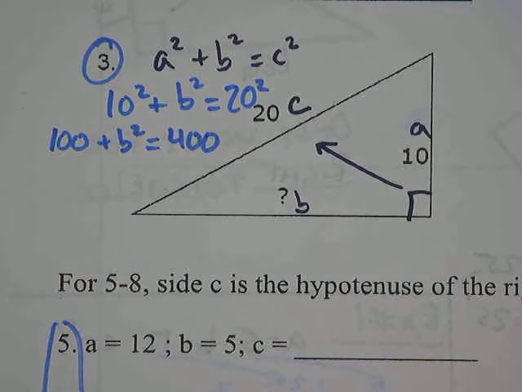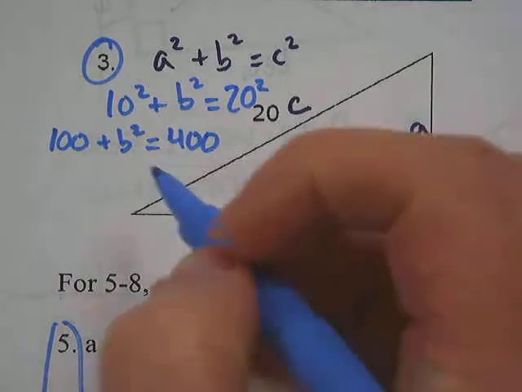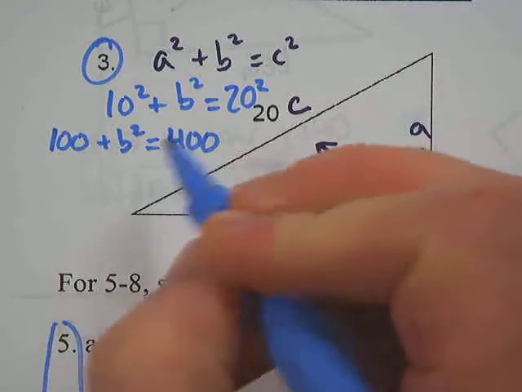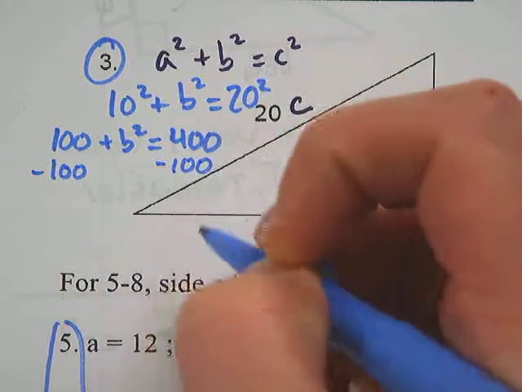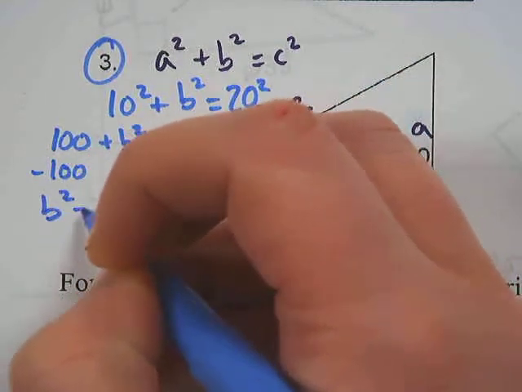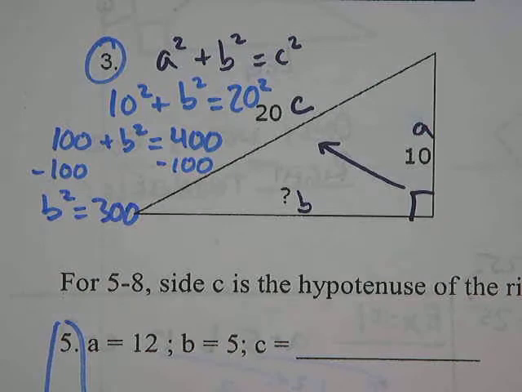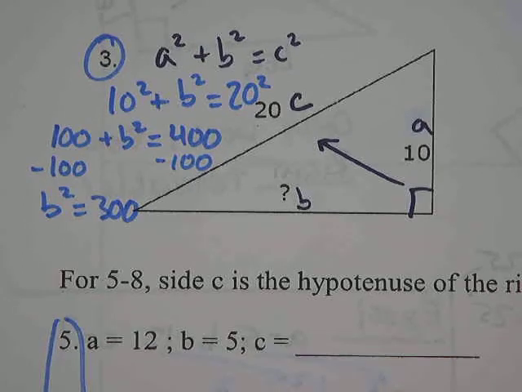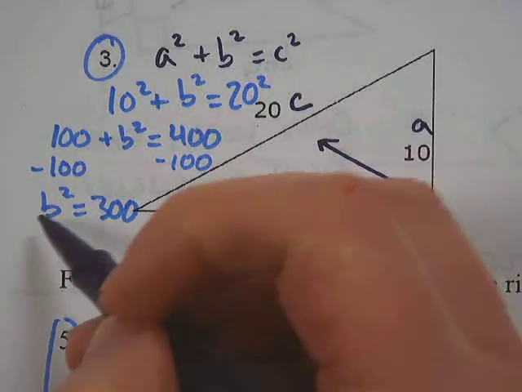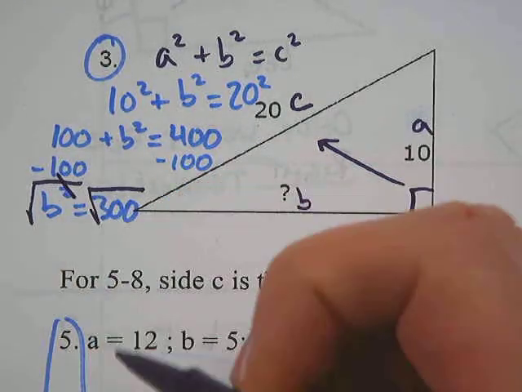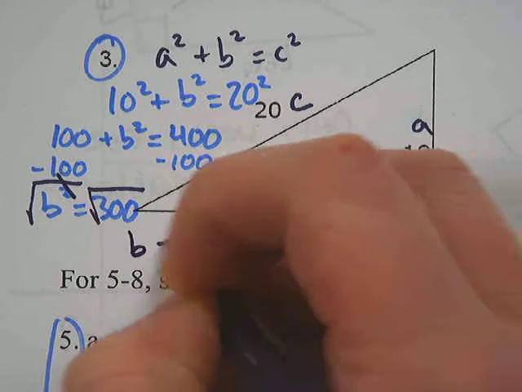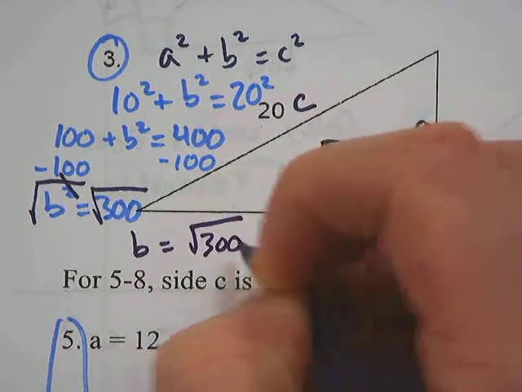Okay. So then from there, we want to get B by itself, so I'm going to subtract 100 from both sides. So B squared equals 300. And I'm not done just yet because we have this square in here. I don't want the square. I want to know just what B is all by itself. So to undo the square, we have to take the square root on both sides. So we get B is the square root of 300.